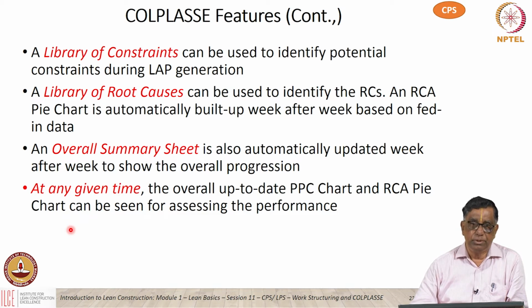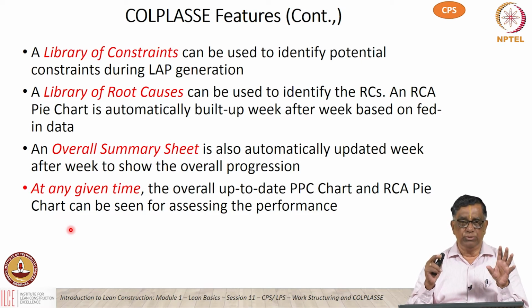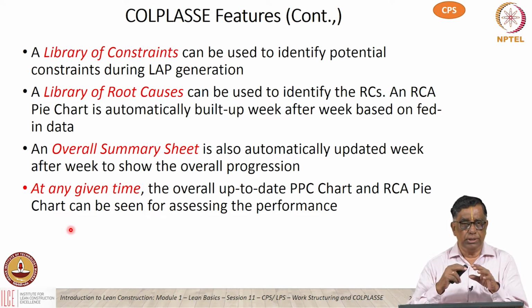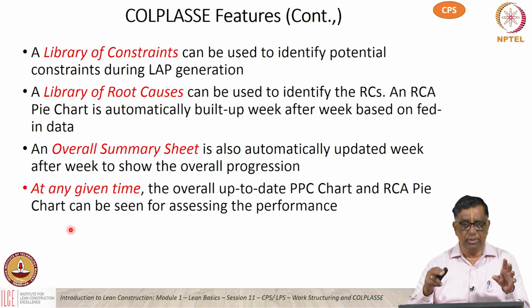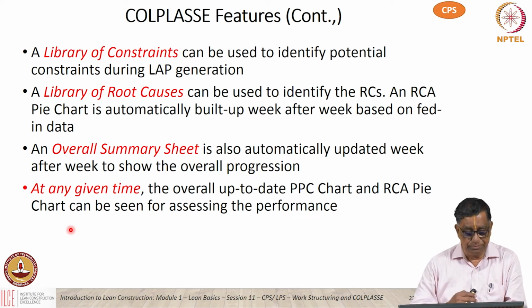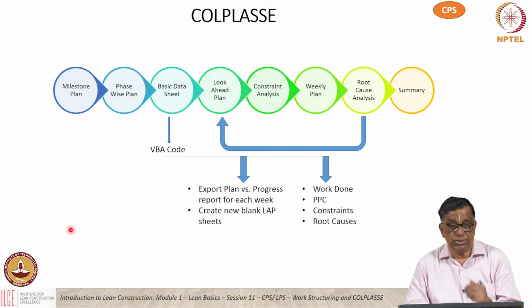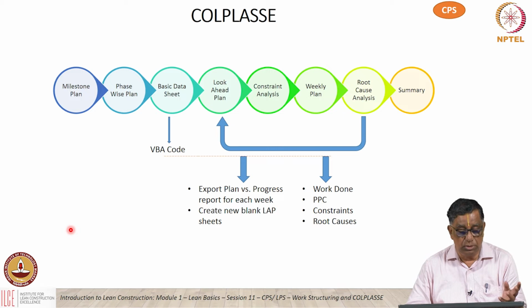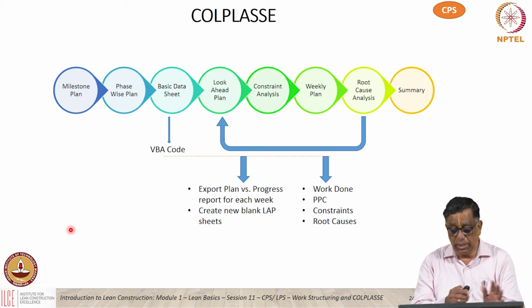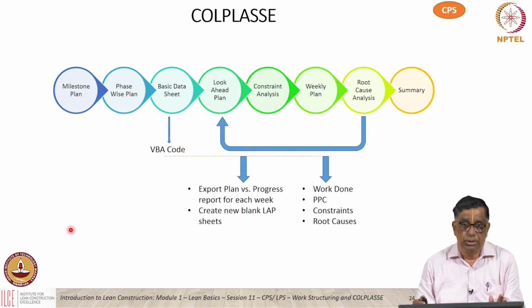At any given time, there is an overall summary sheet which gives you a bird's eye view of the entire project performance, the total PPC chart, and the total root cause analysis pie chart. They are available to you anytime as a summary. The progression of work is similar to a standard CPS process. Start with the milestone and phase schedules, work out your look ahead plans, weekly plan, daily plan, with the in-between constraint analysis and the root cause analysis, and then a summary of the actual performance. So they're all available to you.